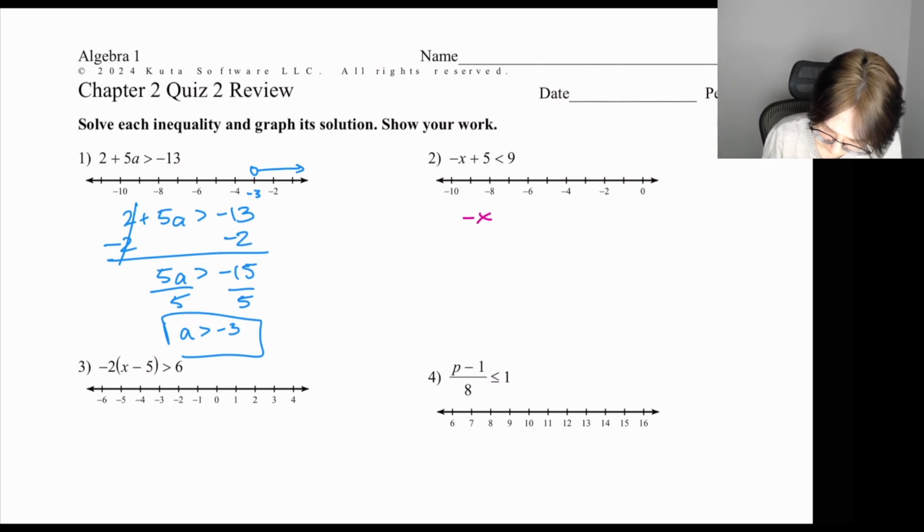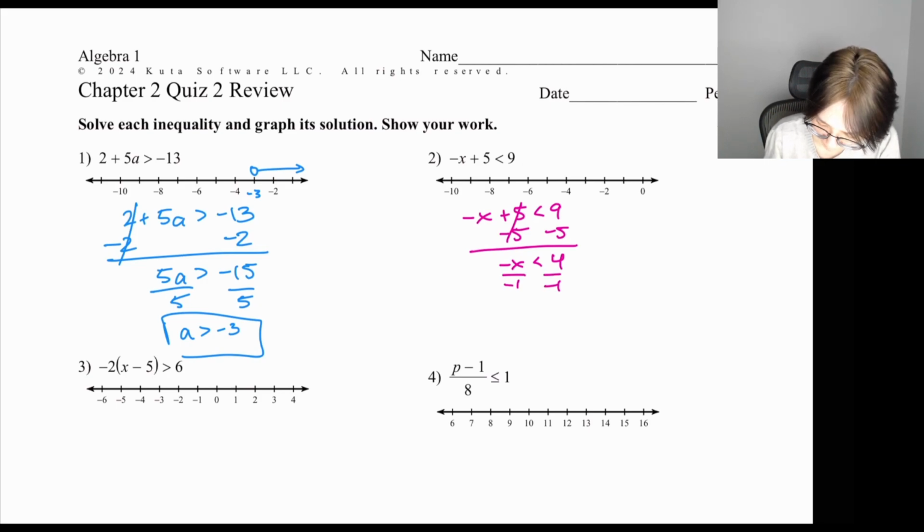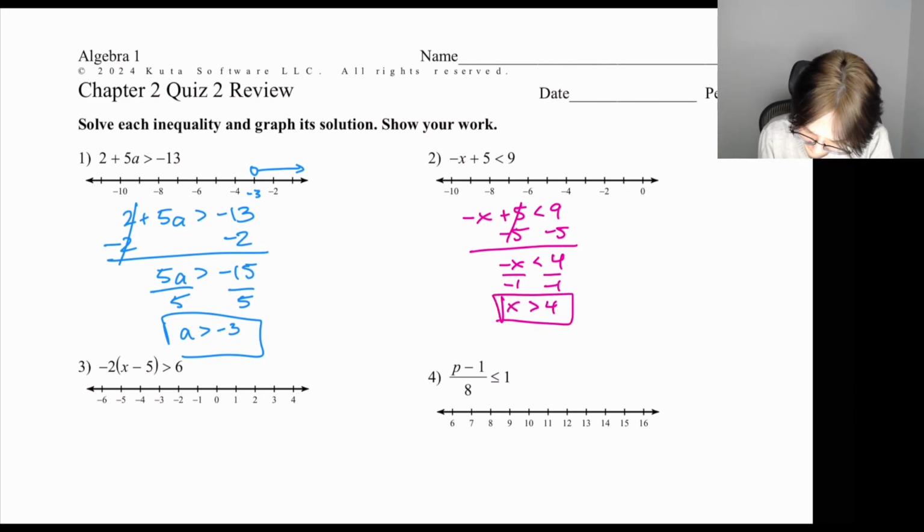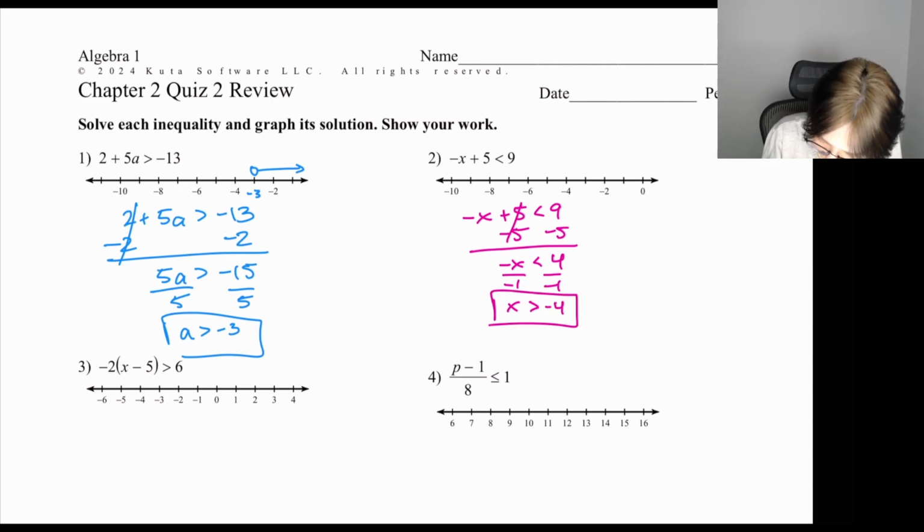Next one. Negative x plus 5 is less than 9. We're going to subtract 5 from both sides. Negative x is less than 4. Want a positive x, divide by negative 1. Because we divided by a negative, sign flips. X is greater than 4. Greater than negative 4. Whoops. Positive divided by a negative is a negative. So we have negative 4. Open circle because it can't be equal to, greater than negative 4.